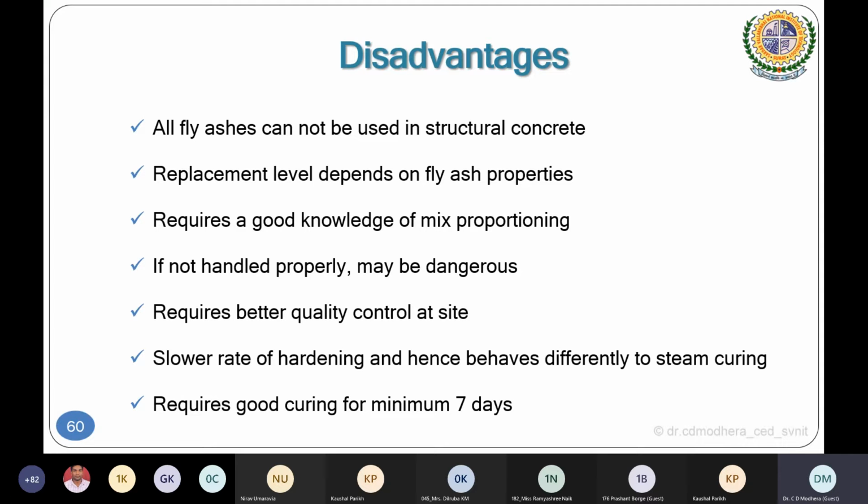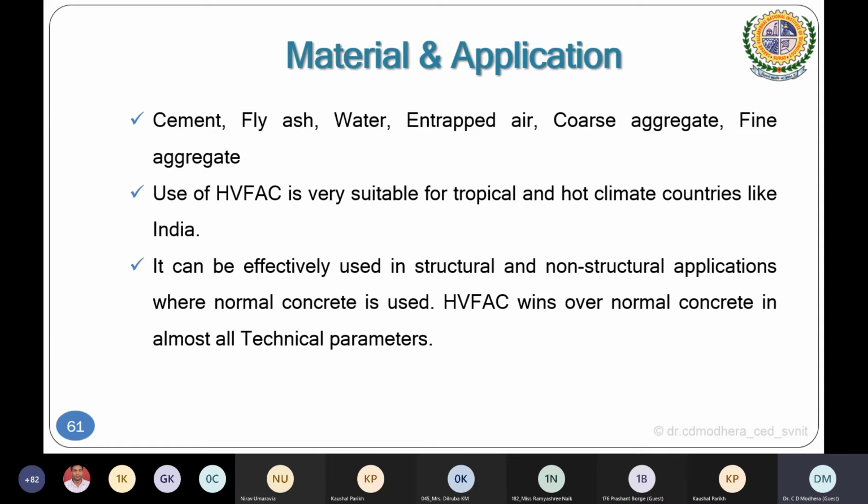Require good curing for minimum 7 days. Material, I also told, requires cement, fly ash, water, even entrapped air, coarse aggregate, fine aggregate. Use of HVFSC is very suitable for tropical and hot climate countries like India. It can be effectively used in structural and non-structural application where normal concrete is used. HVFSC wins over normal concrete in most technical parameters.